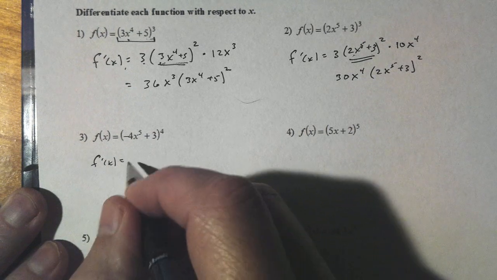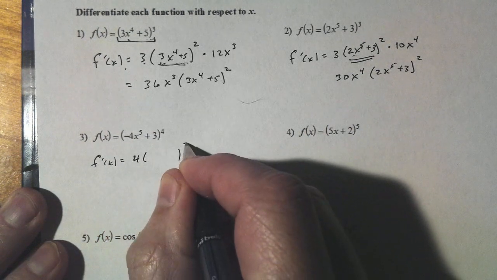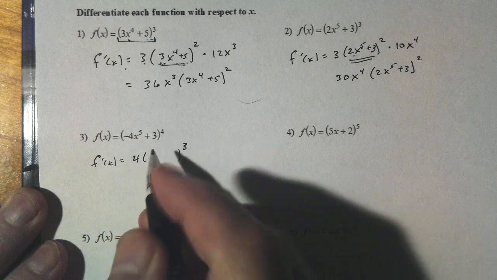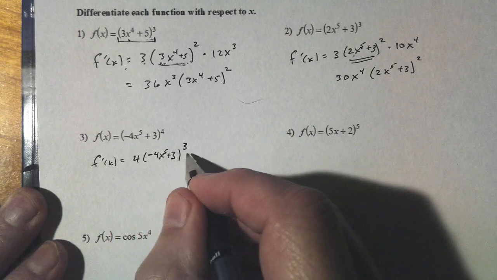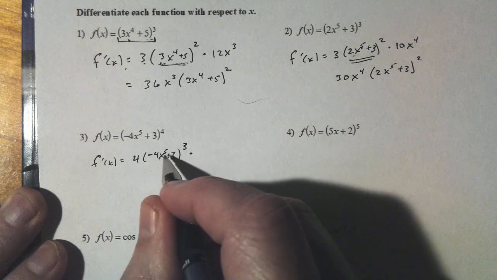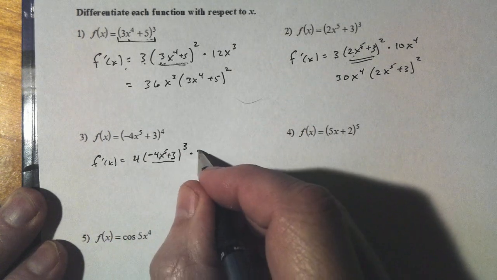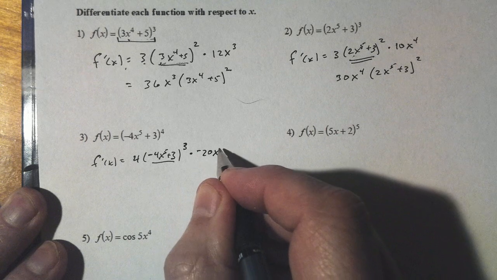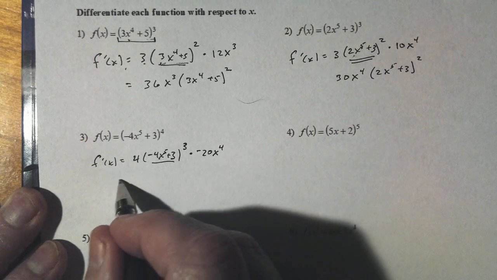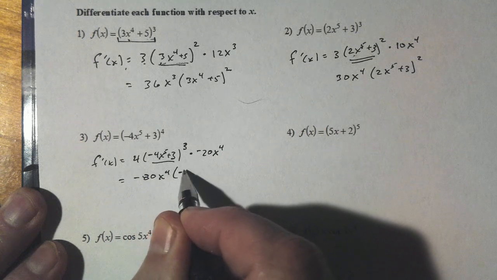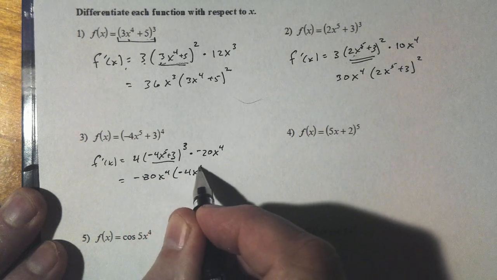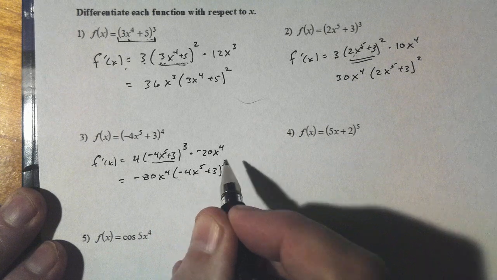f prime x, treat the mama, 4 times something to the third, leave the baby alone, treat the baby, the derivative of this, negative 20x to the fourth, simplify, negative 80x to the fourth, quantity negative 4x to the fifth plus 3, cubed.